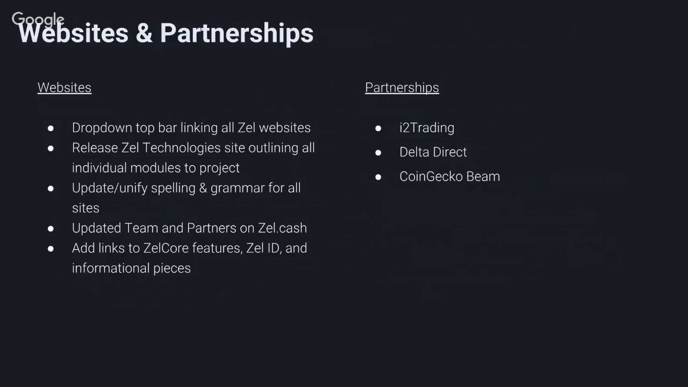We were also accepted by Delta Direct. So if you use the Delta Portfolio Tracker program, any news, large updates, things like that from ZelCash and ZelCore will show up there in the Delta Direct. And CoinGecko, the coin and portfolio tracking website, has a similar program called Beam, and we have also been accepted there. So news will aggregate and spread out to Delta and CoinGecko.